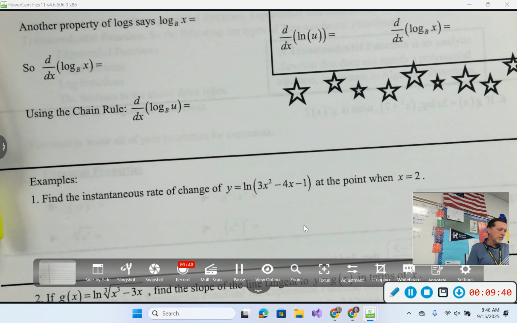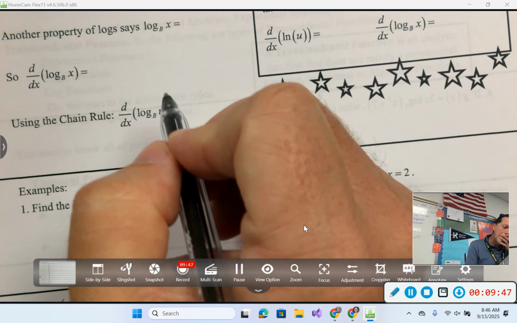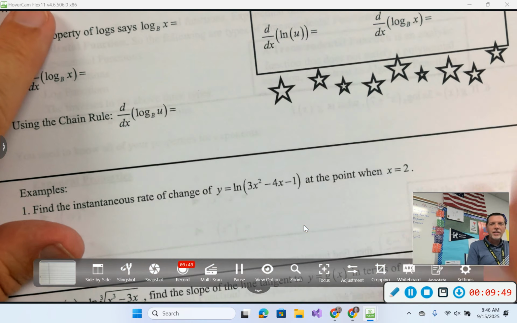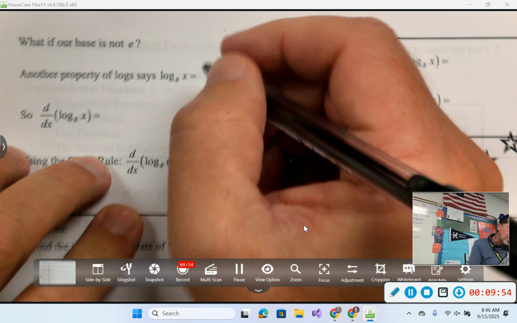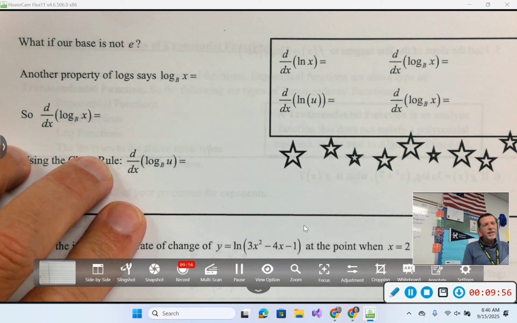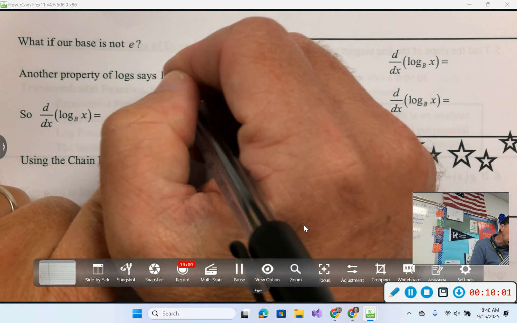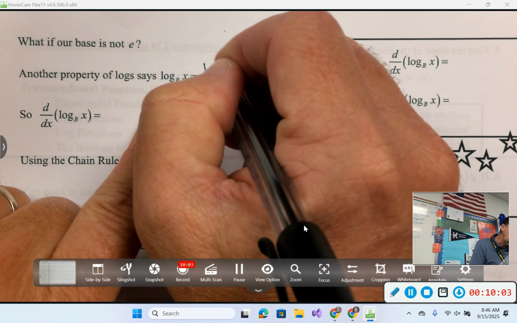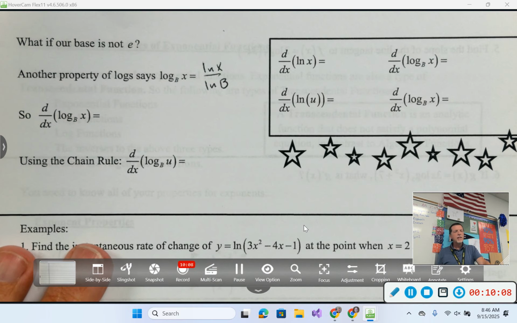Now, here's the one other thing. If the base is not e, let's do the algebra way, and then we'll just talk about the answer here in a minute. Another property of log. This is called the change of base formula. I don't know that you do this in pre-cal. But another way to write log base b of x is natural log of x over natural log of b. That's a log property that I don't think we use in pre-cal.